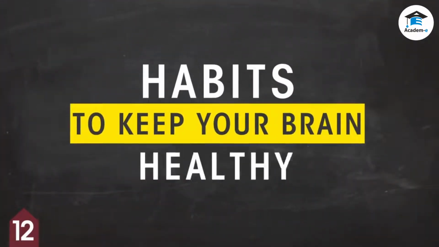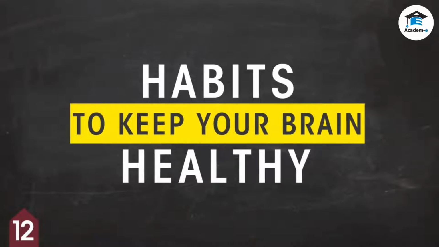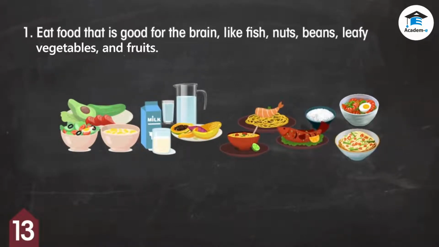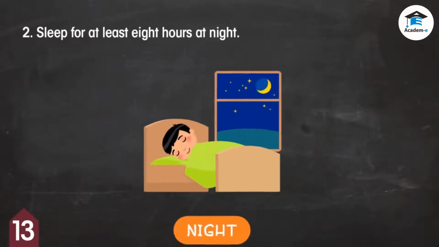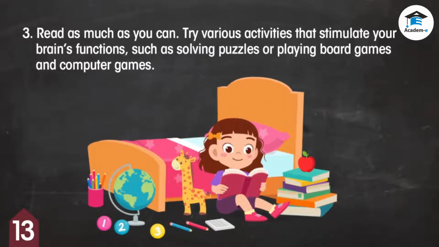When your brain is healthy, you will also look healthy and be able to do your daily tasks in good condition. Follow these habits to keep your brain healthy. 1. Eat food that is good for the brain, like fish, nuts, beans, leafy vegetables, and fruits. 2. Sleep for at least 8 hours at night. 3. Read as much as you can. Try various activities that stimulate your brain's functions, such as solving puzzles or playing board games and computer games.